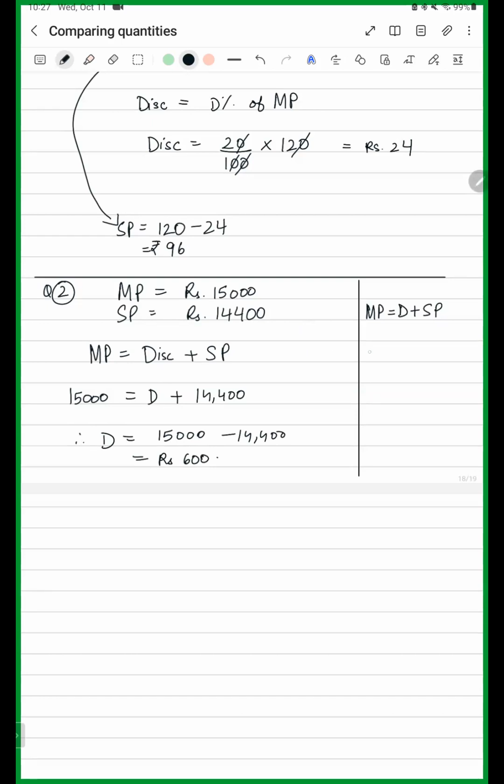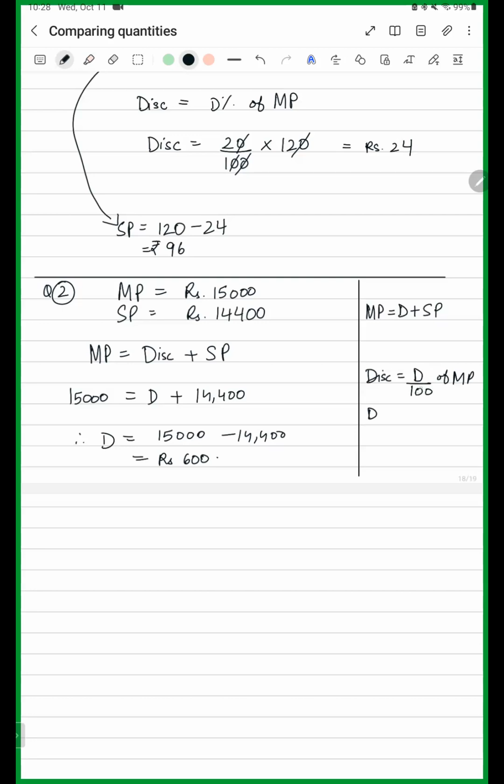What is that? Do I have to tell the formula? Tell the formula. So to find discount percentage, we will write the discount is equal to discount percentage of MP. See, this is one formula. And there is another formula which you will get from this only, which is if you take this percent, it means divided by 100.